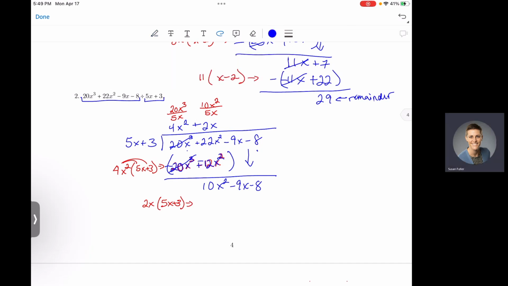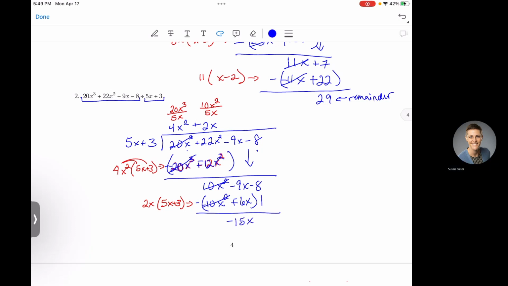When I multiply that out and distribute, we're going to get 10x squared plus 6x. And I'm going to subtract that whole thing. When I do that, 10x squared minus 10x squared, those cancel. Negative 9x minus 6x becomes negative 15x. And we're subtracting 0, so that becomes minus 8. All right, second round is done.